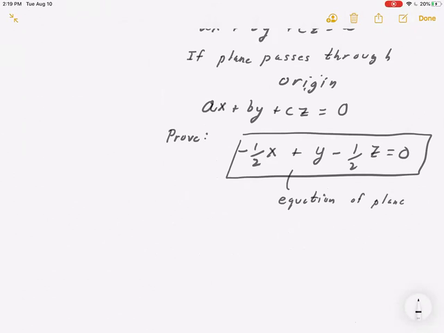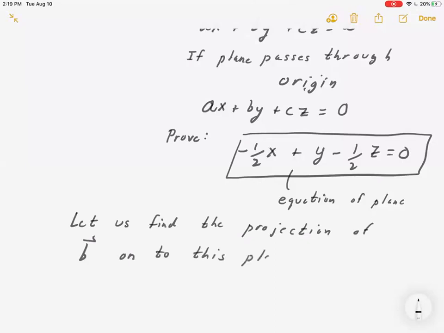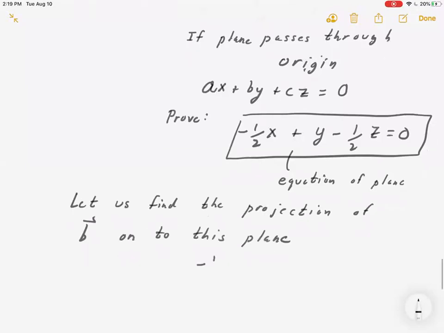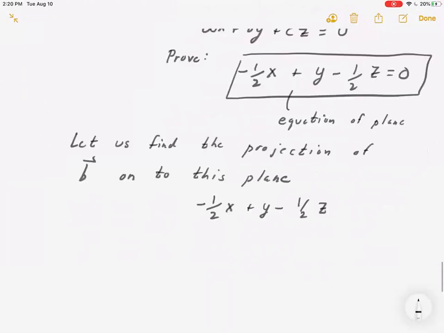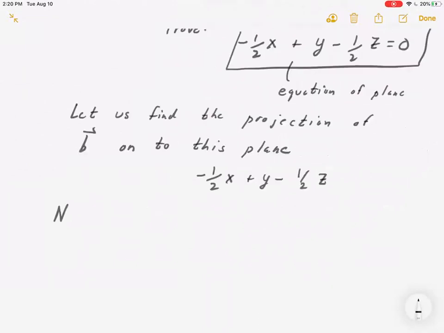So let us find the projection of B onto this plane, which satisfies this equation. So, how do we tackle this problem?